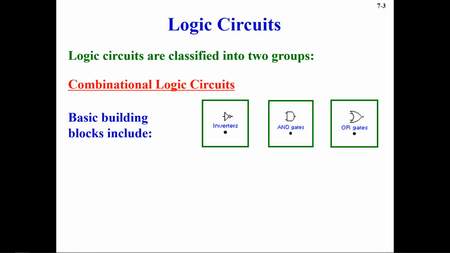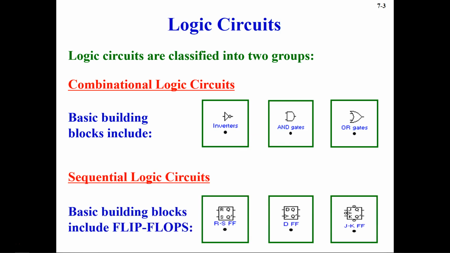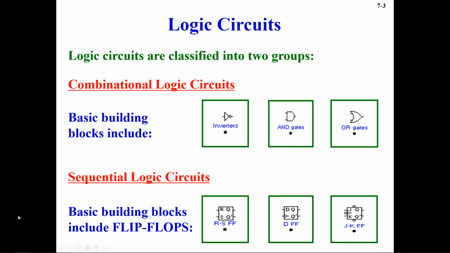XOR gate and XNOR gate. And then we have another type of circuits which are called sequential logic circuits. In these sequential logic circuits, the present output basically depends on the present input as well as on the past outputs. So the base for the flip-flops and counters and registers is the sequential logic circuits.